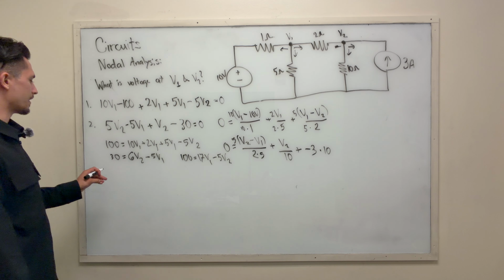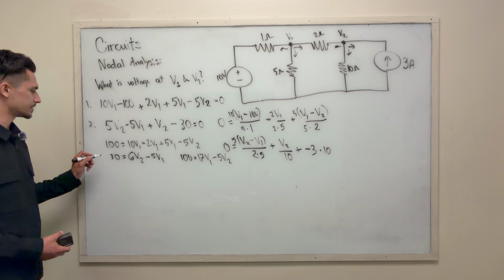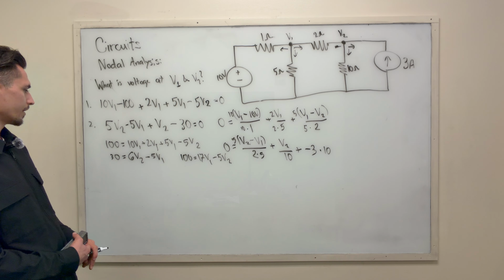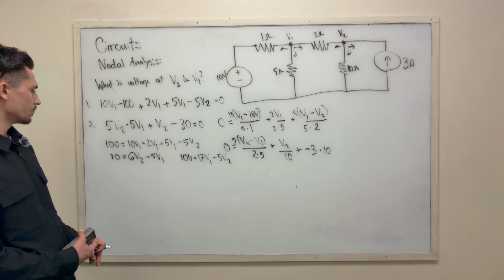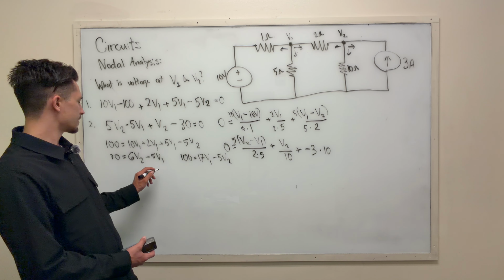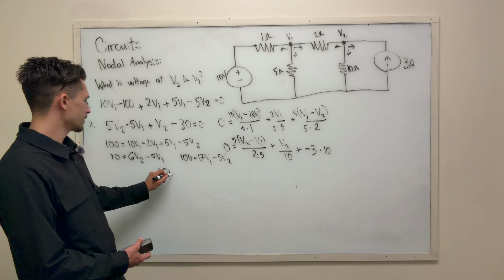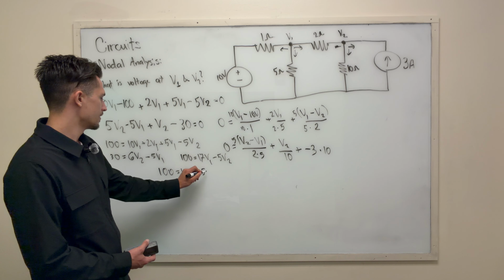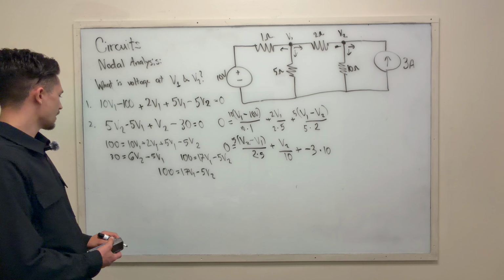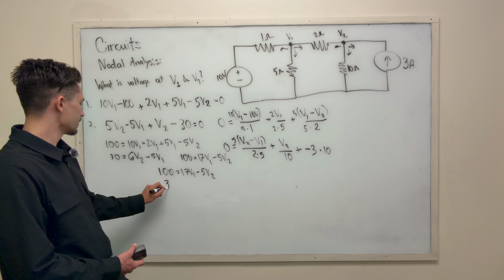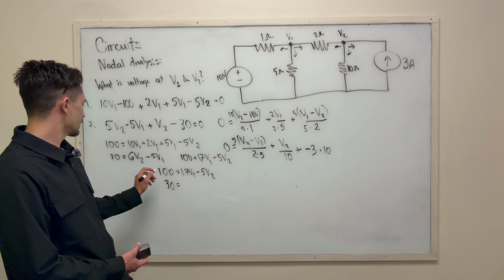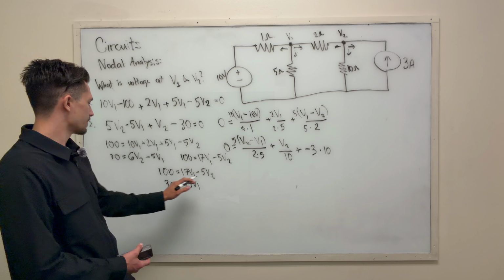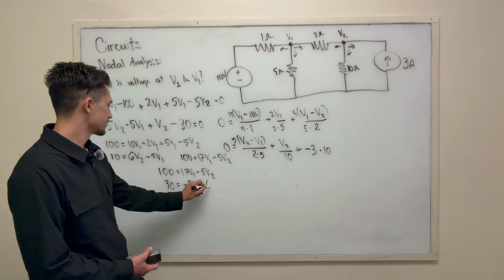Okay, nice. And then all we have to do here is essentially kind of have like a system of equations kind of going on, right? And so I think the best thing we should do here is actually do 100 equals 17 v1 minus 5 v2. And then over here we can do 30 equals minus 5v1, we set it up the same way here, plus 6v2.